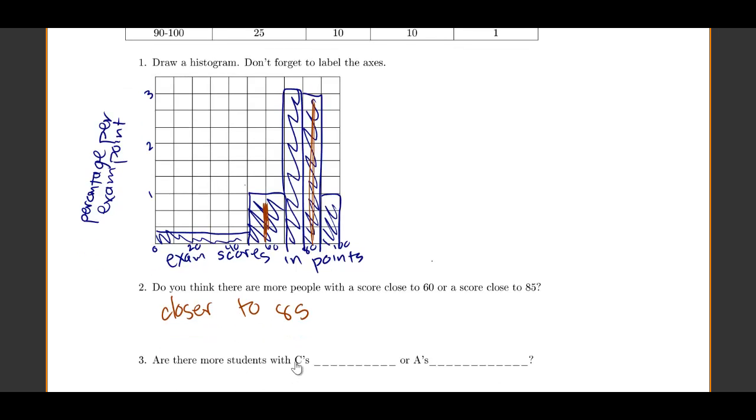Then I might ask you something like, are there more students with C's or with A's? Now C's, by the common definition, means 70% to 80%. And A's are 90% to 100%. So to do this, I could go up and say, okay, C's, that's from 70 to 80, so that would be this block right here. 90 to 100 would be this block. Obviously, there's more area in this block from 70 to 80. So there's more with C's.